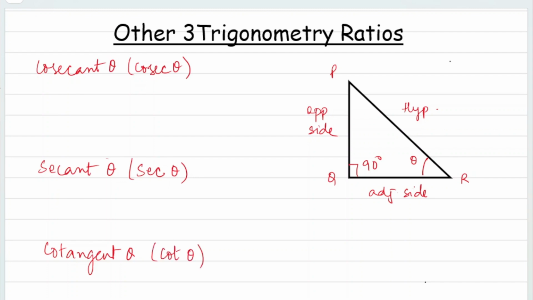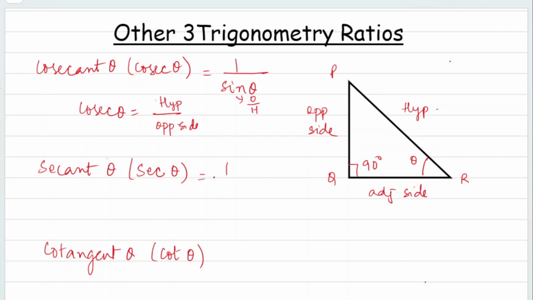Now, cosecant theta is actually the reciprocal of sine theta. Okay. Now, what was sine theta? Sine theta was opposite over hypotenuse. So cosecant theta, because it is the reciprocal of sine, will be the ratio of hypotenuse to opposite side. And no need to remember this. If you know that cosec theta is the reciprocal of sine, you can just take the reciprocal of opposite over hypotenuse as hypotenuse over opposite, and you are done.